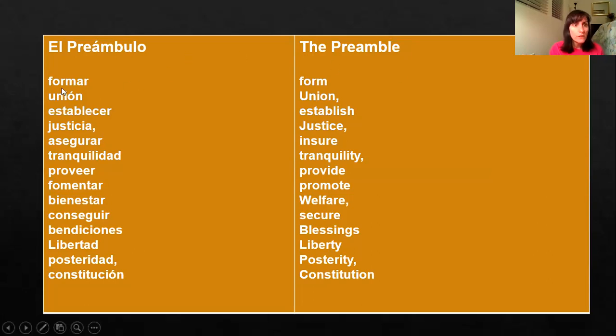Repite, por favor: formar, unión, establecer, justicia, asegurar, tranquilidad, proveer, fomentar, bienestar, conseguir, bendiciones, libertad, posteridad, constitución. Okay, and preamble would be preámbulo.